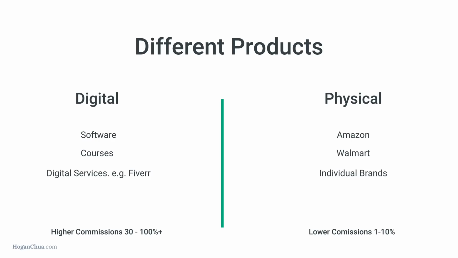On the other hand, we've got physical products, which are products on Amazon, Walmart, and different individual brands as well. Generally, these have lower commission rates, 1 to 10%. So you have to generate a higher amount of sales. Basically, you'll need more people visiting your website to actually make more sales, right?